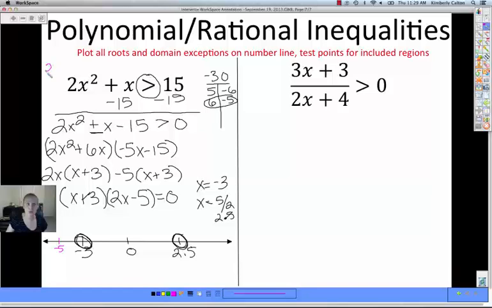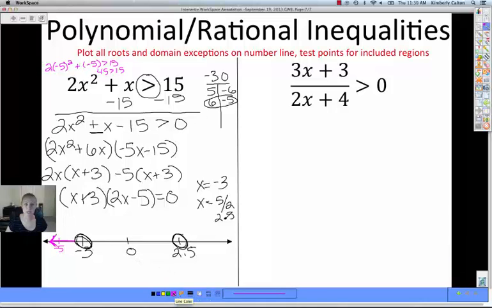So if I do 2 times negative 5 squared plus negative 5, I want to see if this is greater than 15. So negative 5 times negative 5 is 25. 25 times 2 is 50. 50 minus 5 is 45. So I have 45 is greater than 15, which is true, which means this all should be part of my answer. So I have everything to the left of negative 3 so far as my answer.